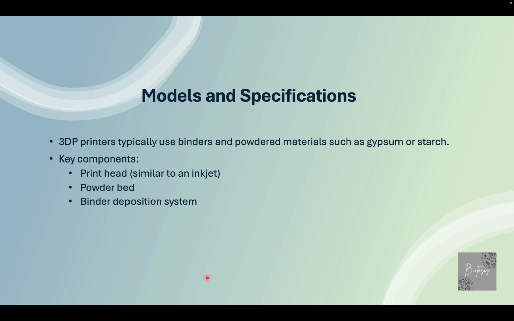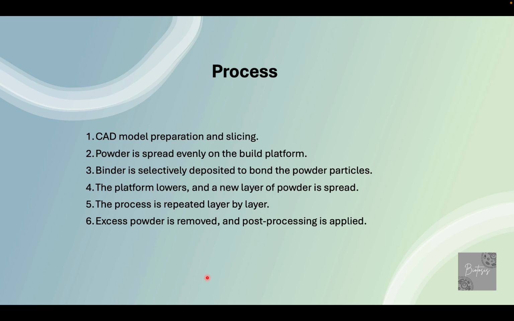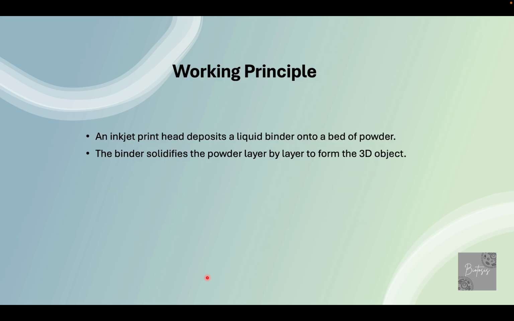Now the specifications: 3DP printers typically use binders and powder materials such as gypsum or starch. The key components are print heads, powder bed, and binder deposition systems. Now the process, like I said: CAD model preparation, slicing, powder is spread evenly on the build platform, binder is selectively deposited to bond with the powder particles, and the platform lowers and a new layer of powder is spread. The process is repeated layer by layer, excess powder is removed, and post processing is applied.